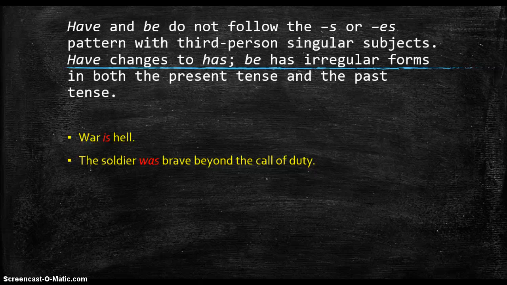So for example, war is hell. We have a third person singular subject. We use the irregular form of be, is. Same thing with the next example. The soldier was brave beyond the call of duty. With be being an irregular verb, that's how you make it agree.